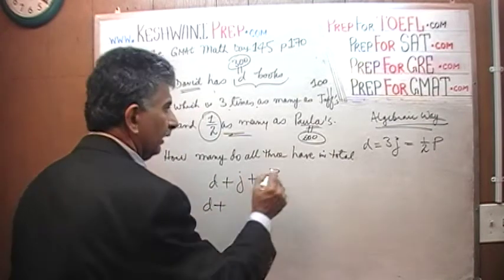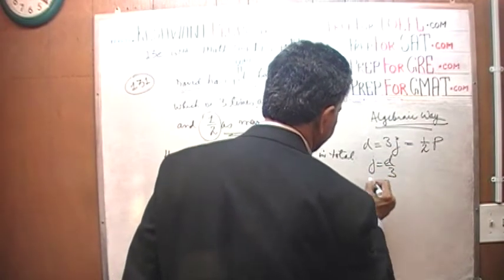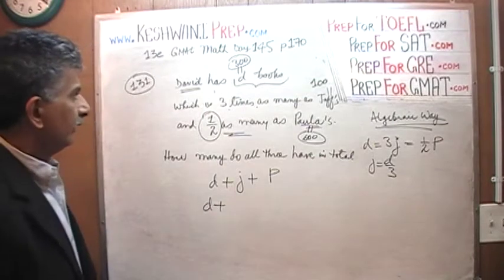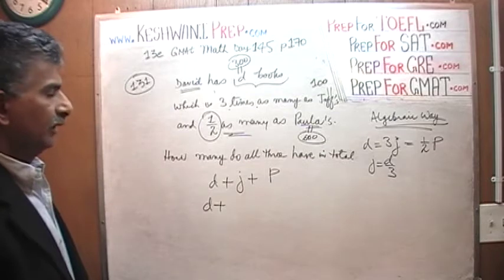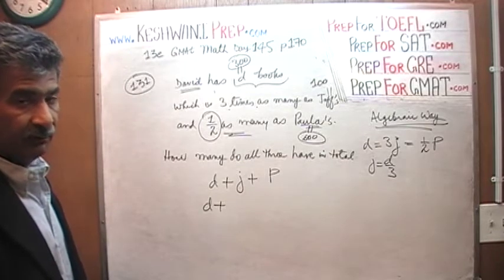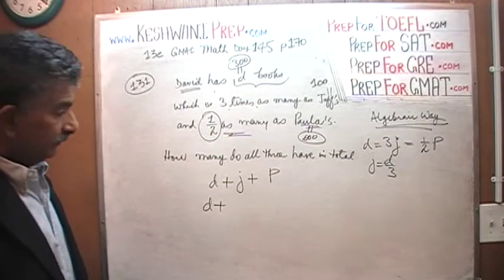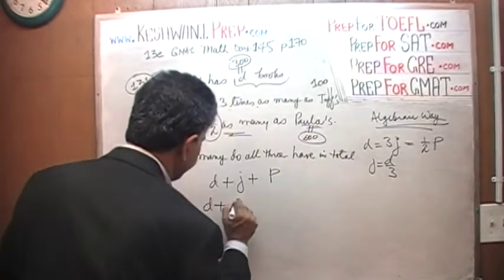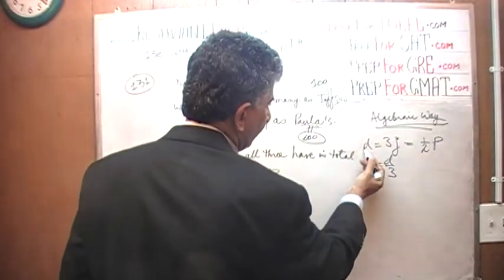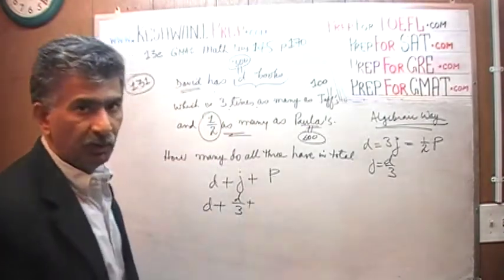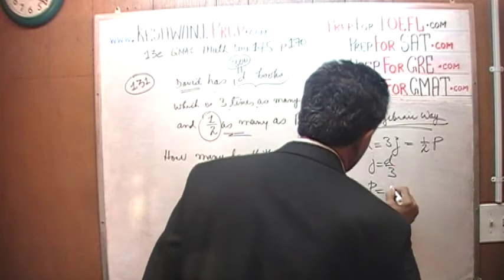D plus J, which we know, J is D/3. If David has 3 times as many books as Jeff does, then Jeff must have 1/3 as many books as Dave does. That's all. So it's D/3 plus P. David has half as many books as Paula does, so Paula must have twice as many books. P equals 2 times D.